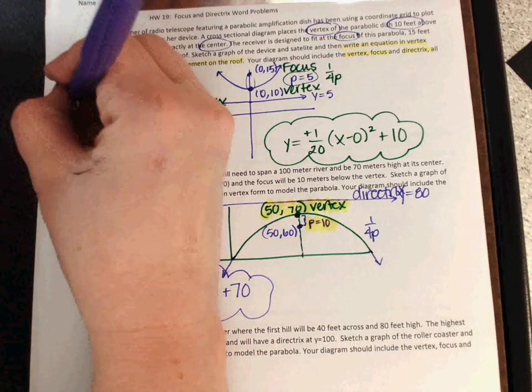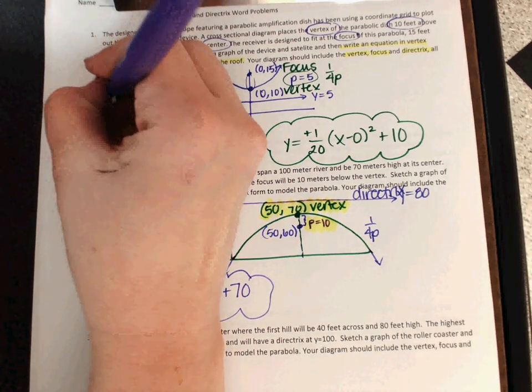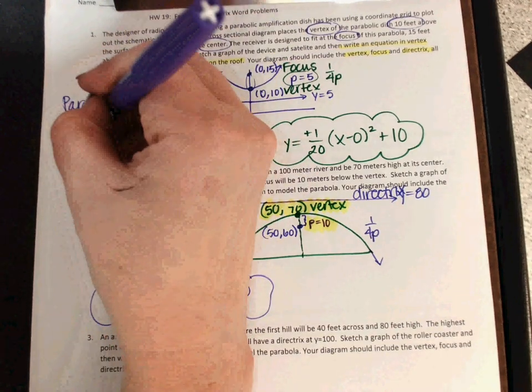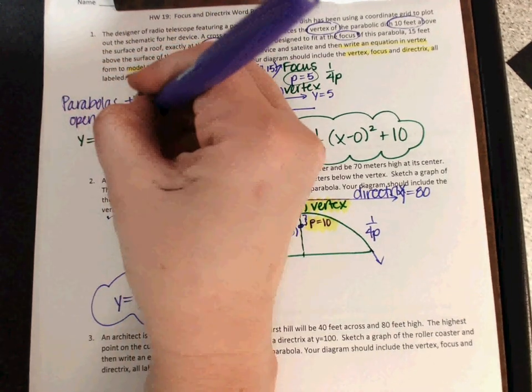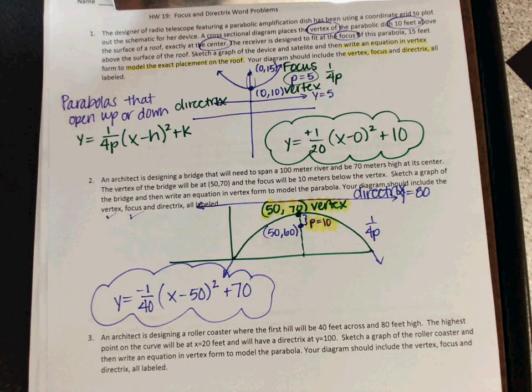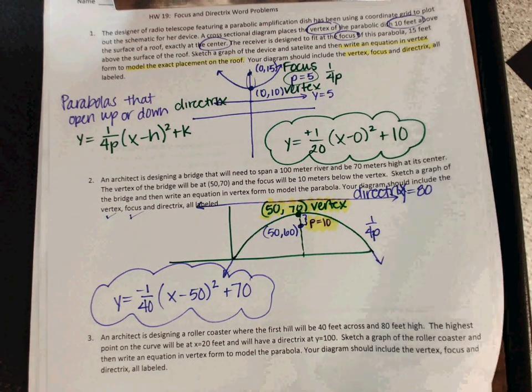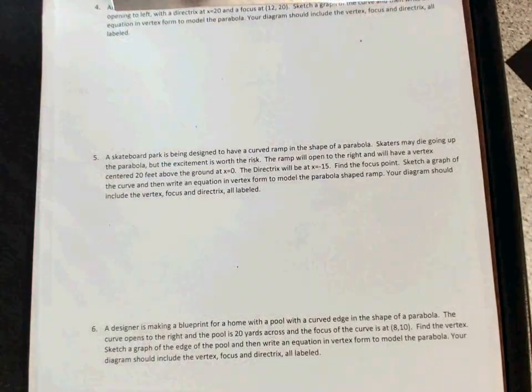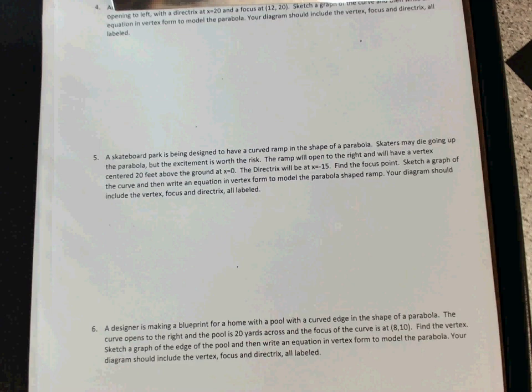This is for parabolas that open up or down. So on the back, that's what we did on Wednesday. On the back, we're going to do parabolas that open sideways, which is what we did yesterday on Thursday. So take a look at your next sheet, please.